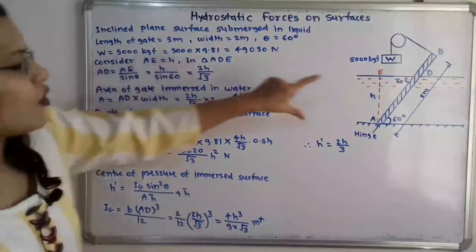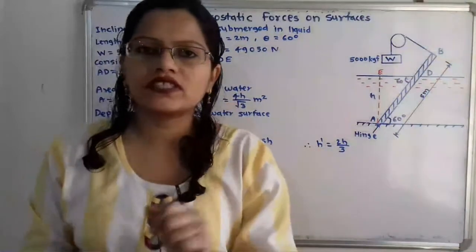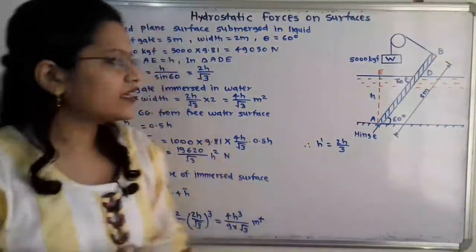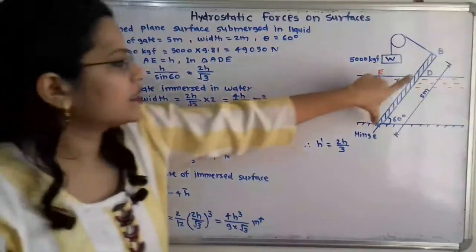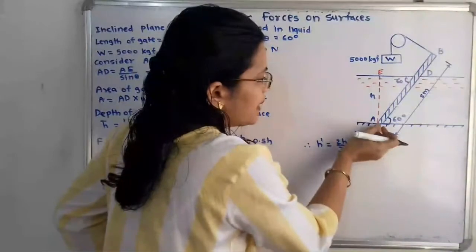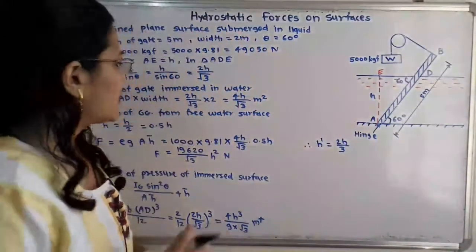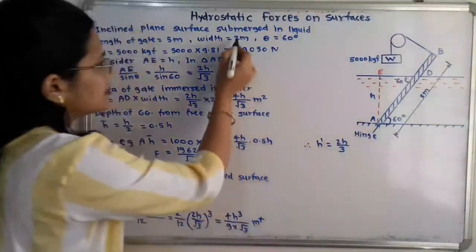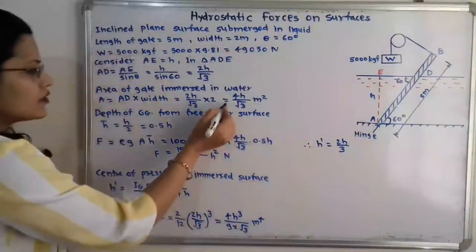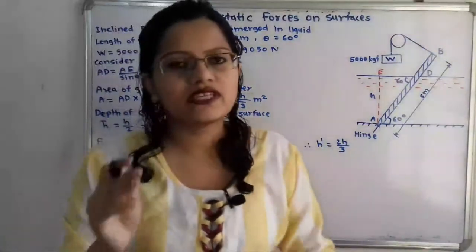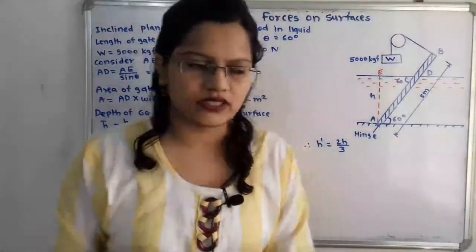So this value of AE that we have to consider for the calculation of area. Now what is the area? Area of the gate immersed in water. That means length AD multiplied by the width. So what is this AD? That is 2h by root 3 multiplied by width. Width is given 2 meter. So area is equal to 4h by root 3 meters square. So this area that we have to consider.